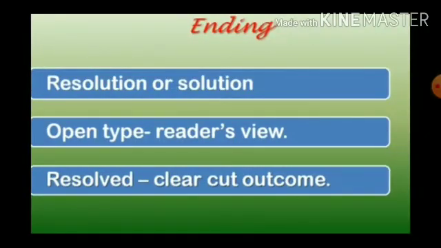And the last one is ending. Ending should have a proper solution to whatever conflict or twist you have created in the story. It can be open type, meaning you leave the solution to the views of readers, so they can judge or justify the ending of the story. Or you can give a clear-cut outcome, a single solution for the conflict that you have created in the story.